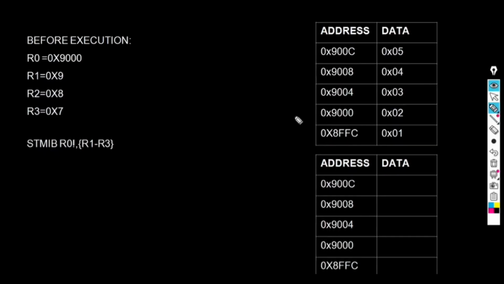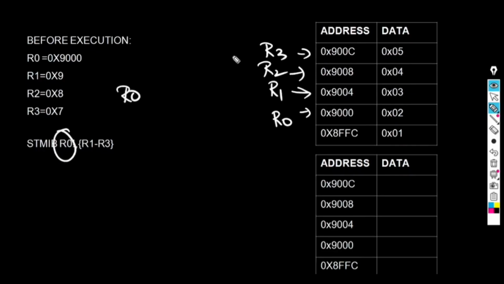Because it's increment before, even if R0 initial address is this, the very first location where updation starts will be this one. And what content should be updated here? As we expect from this, because R1 has the lowest suffix, R1 value is updated here, R2 is updated here, R3 is updated here. And what happens to final R0 value? R0 will be this particular address itself. So let's see what exactly does that mean here.